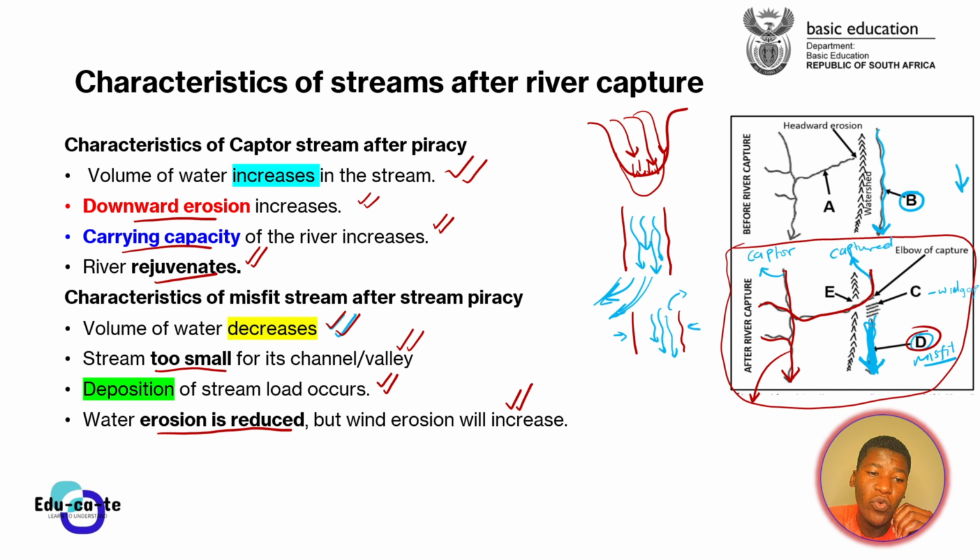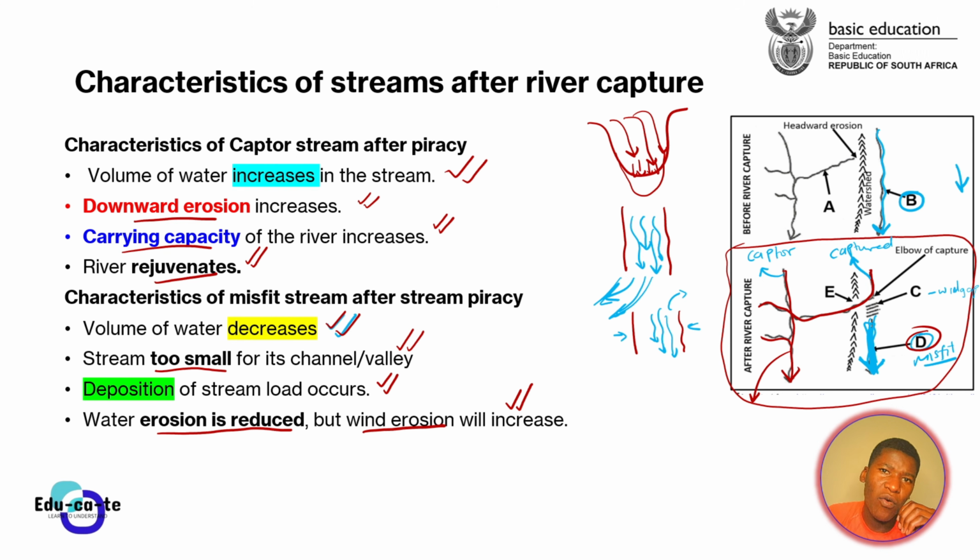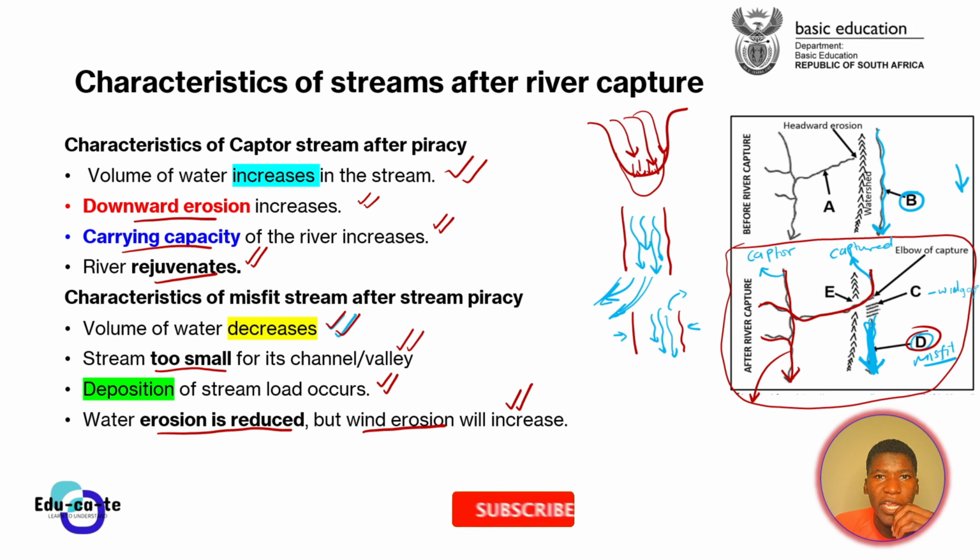This stream is now doing more deposition, but the wind will continue to erode, because remember that the wind erodes the soil. So if we have just an empty channel here and there's less water in it, there will be more wind to erode the materials. So the wind will be the one eroding the materials, but the water's erosive power will be reduced because there is now less water to do the work of erosion. I hope we get each other.